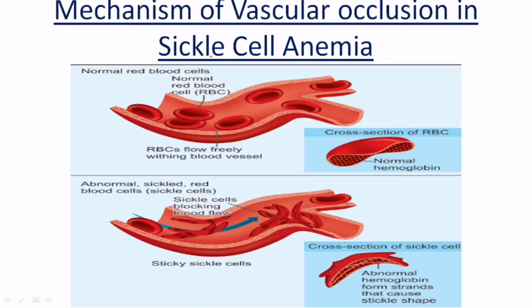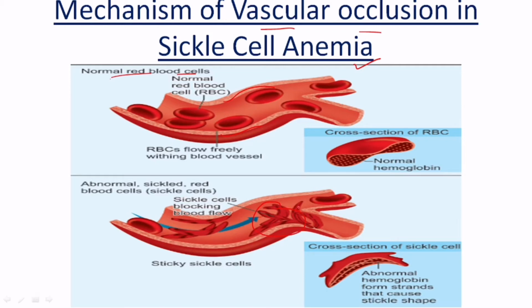Okay, so when I talk about the mechanism of vascular occlusion in sickle cell anemia, I'm again repeating it. You can see that this is normally a blood vessel, and in it are the normal red blood cells, or normal RBCs. So within the blood vessel, the RBCs flow freely. But in a patient having sickle cell anemia, the cell adopts a sickle shape, as you can see over here.